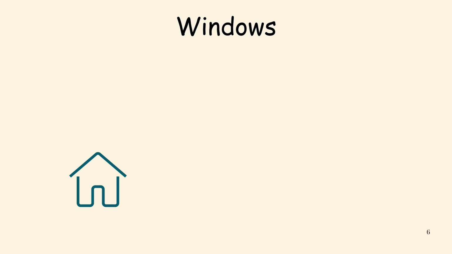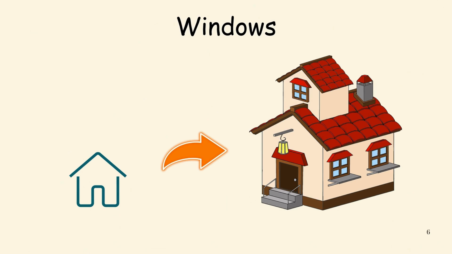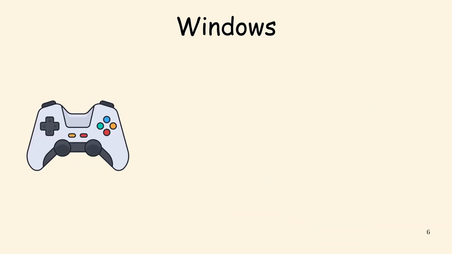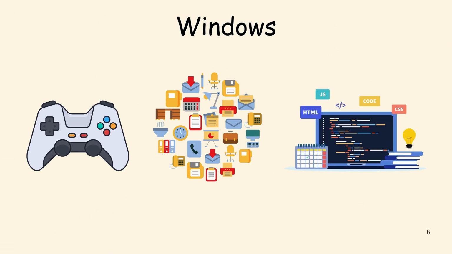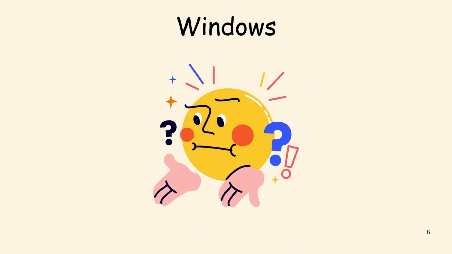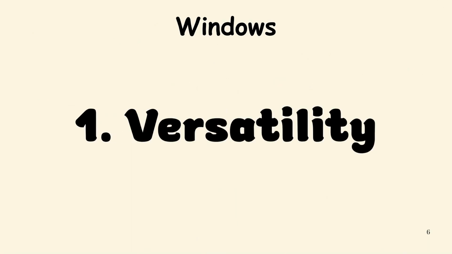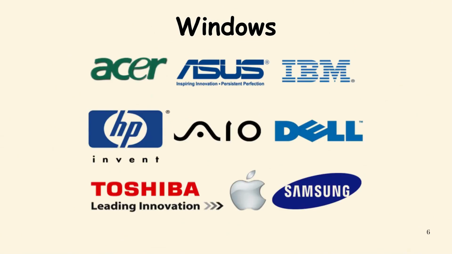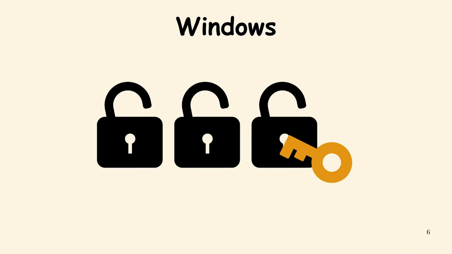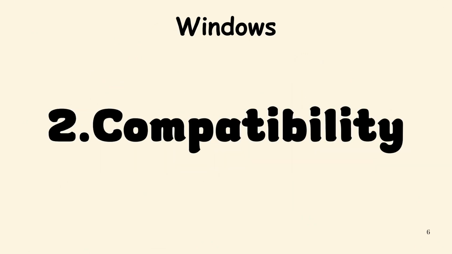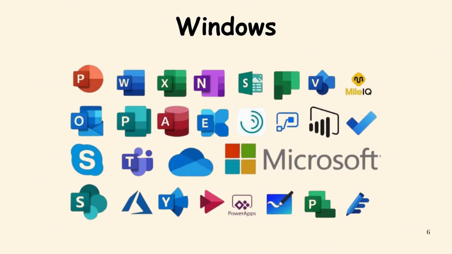It evolved from that minimal shell to a full house with fancy interiors, lots of windows, literally, and support for games, office apps, programming tools, you name it. What makes Windows special? 1. Versatility. Can run on nearly any PC brand or configuration, like a key that fits many locks. 2. Compatibility. Nearly every software company builds for Windows.